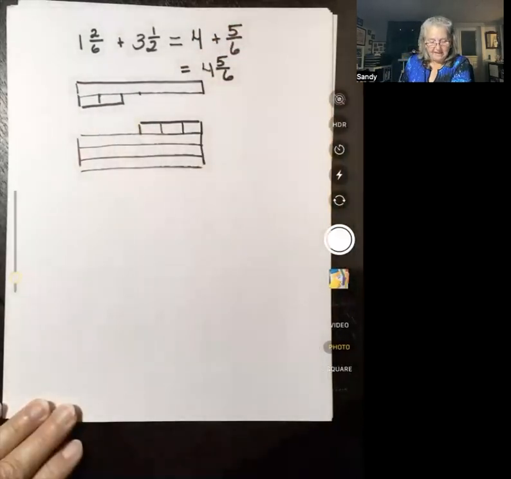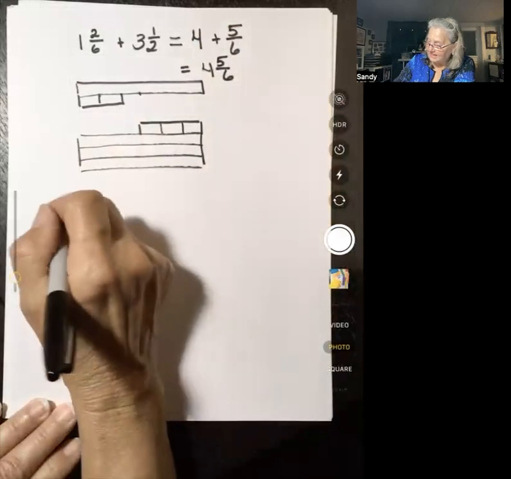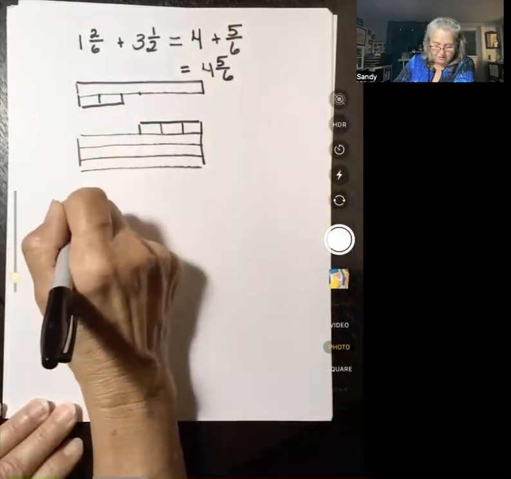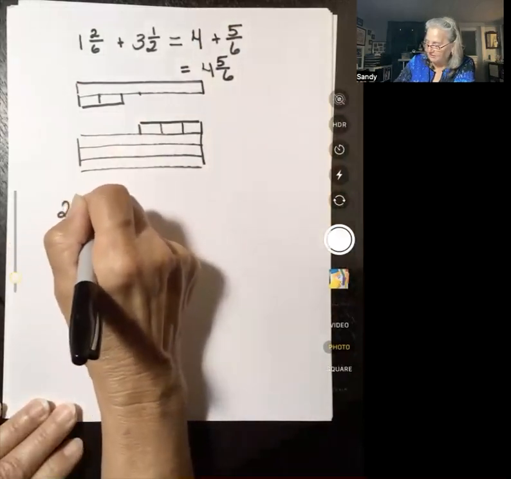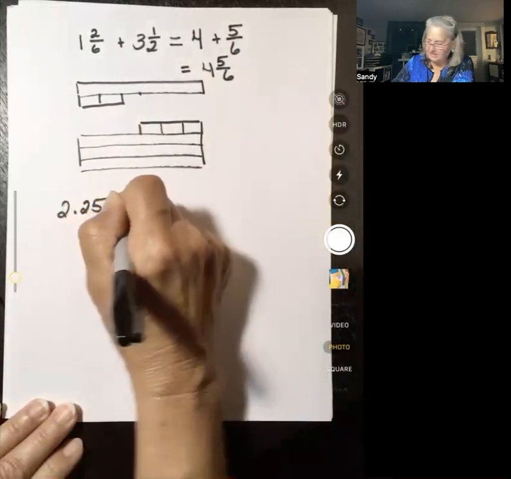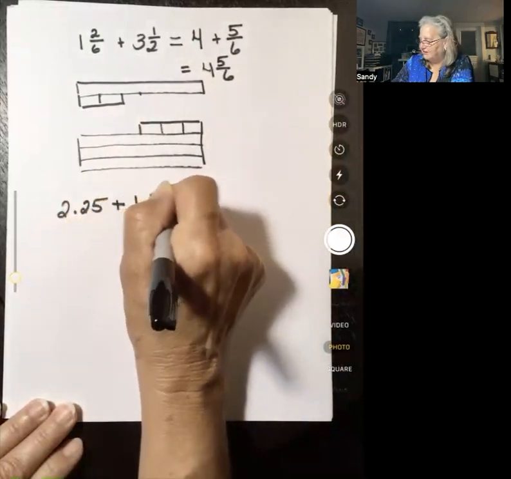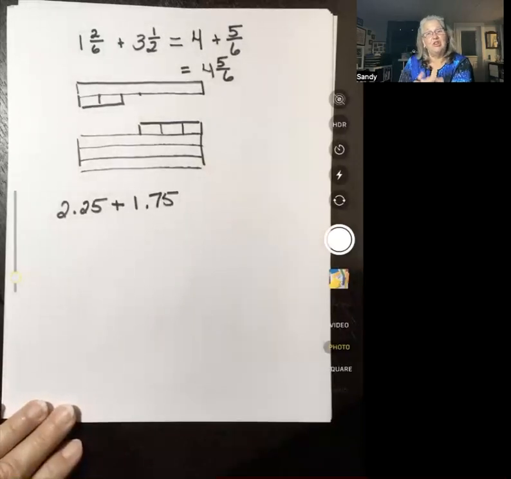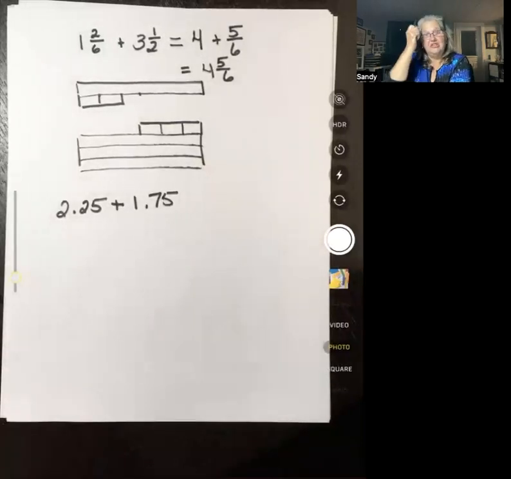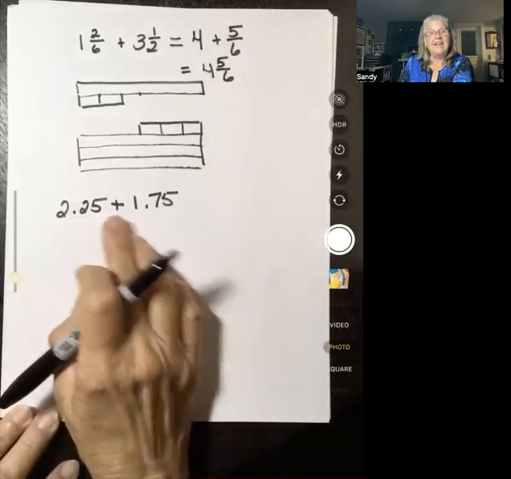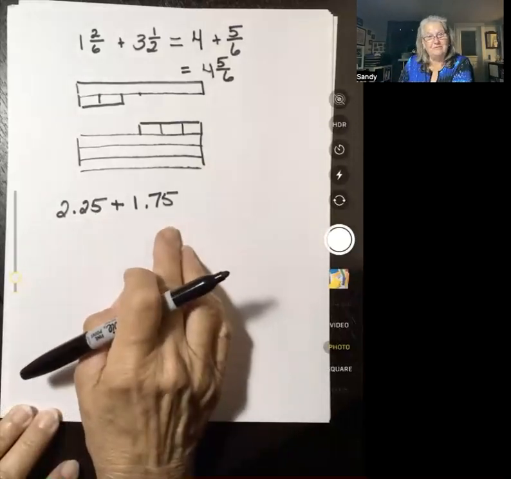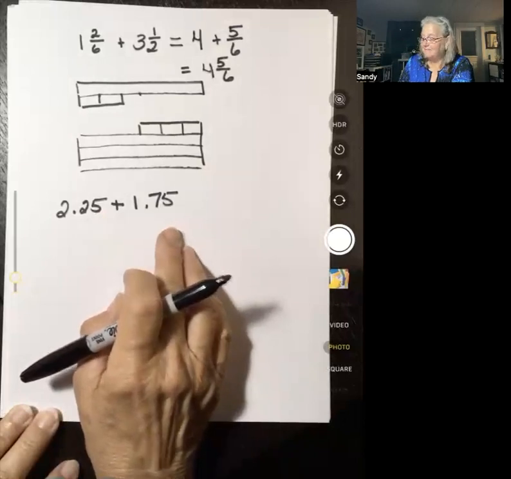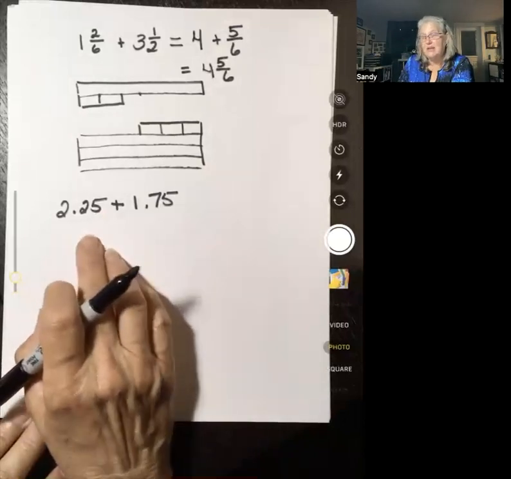All right. Now, let's say I'm doing 2 and 25 hundredths, and we're putting it together with 1 and 75 hundredths. See, with US currency, there should be bells going off right now. I have a quarter and I have 3/4, 75 cents, right? I can think of this in many ways.